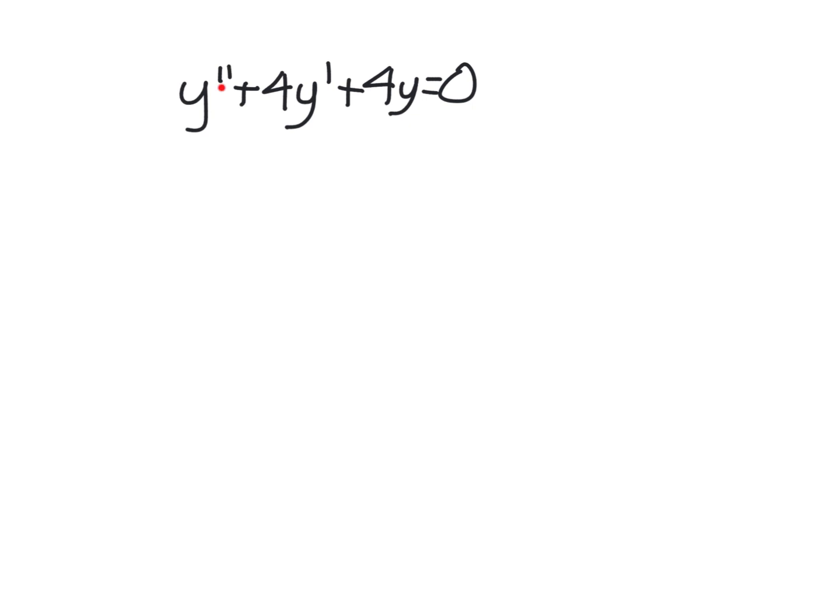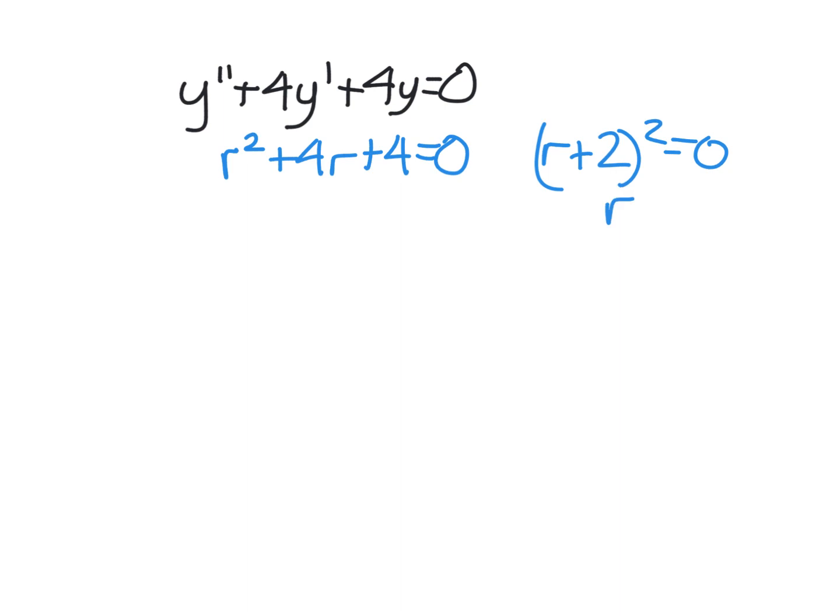We're now going to solve this second order differential equation with constant coefficients. Our first step is to solve the auxiliary equation. It's r squared plus 4r plus 4 equals 0. Once again, the coefficients of this auxiliary quadratic came from these numbers here. If I solve this, I end up getting r plus 2 squared equals 0, r equals negative 2. This one has only one distinct real solution.